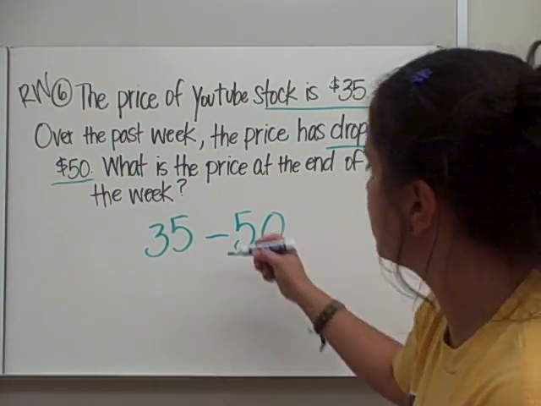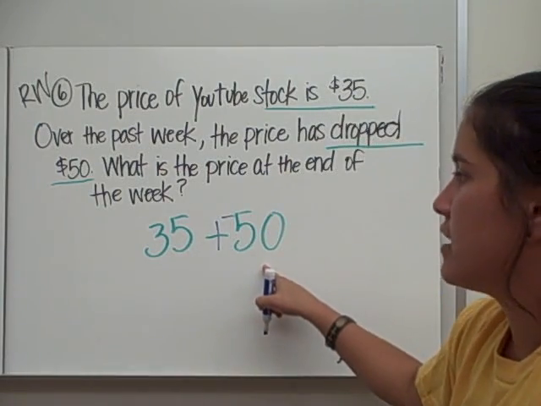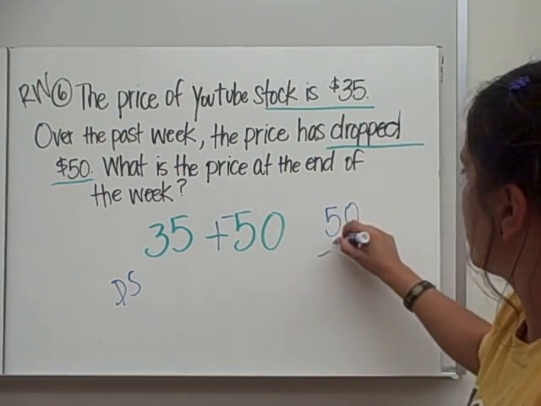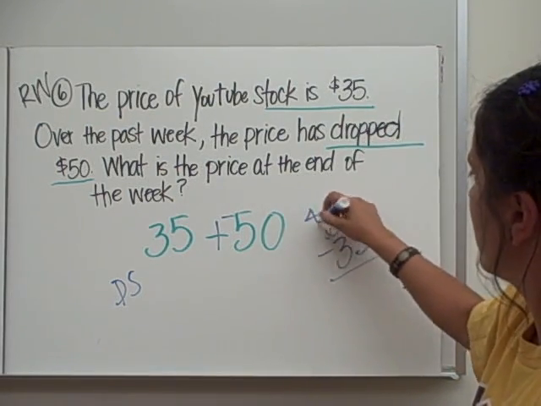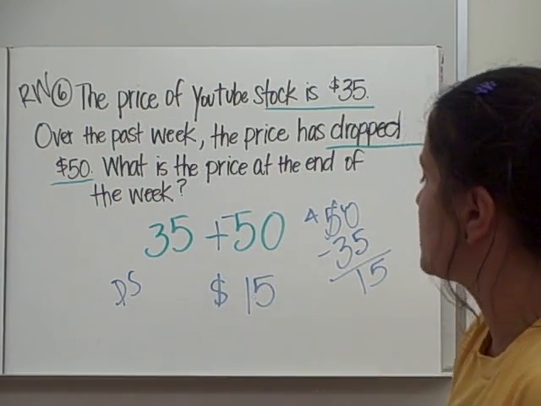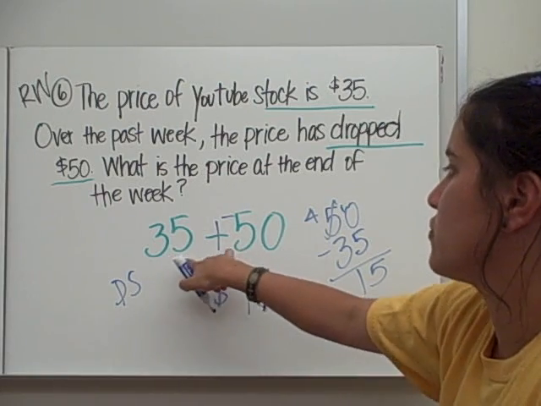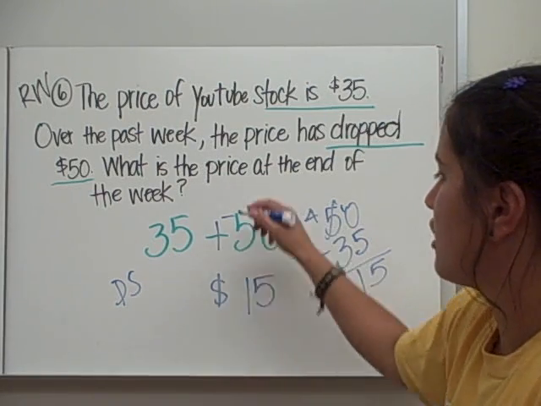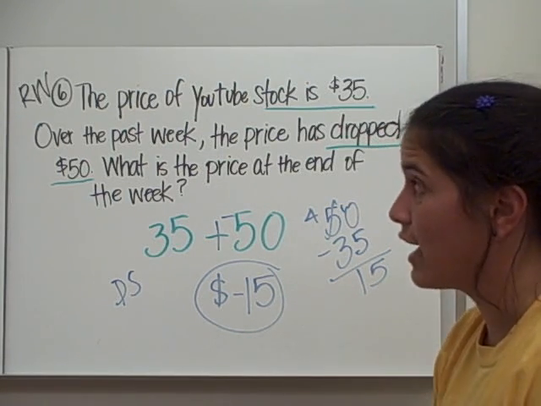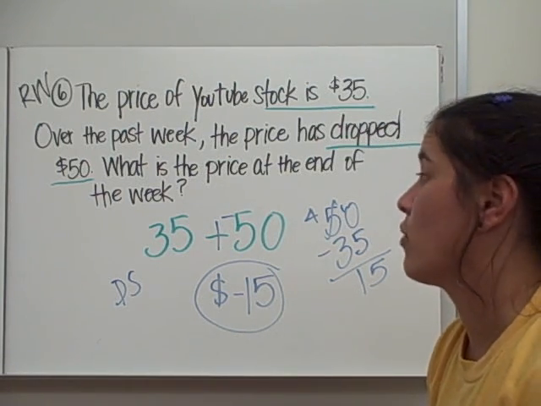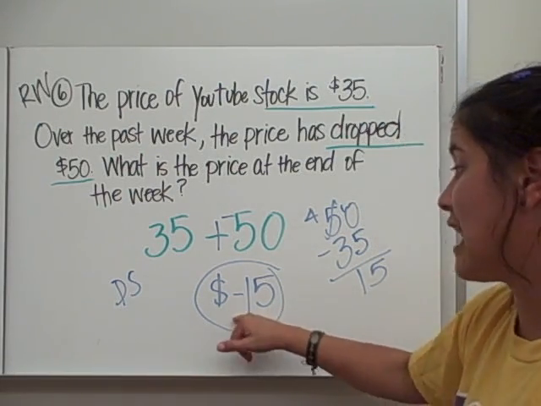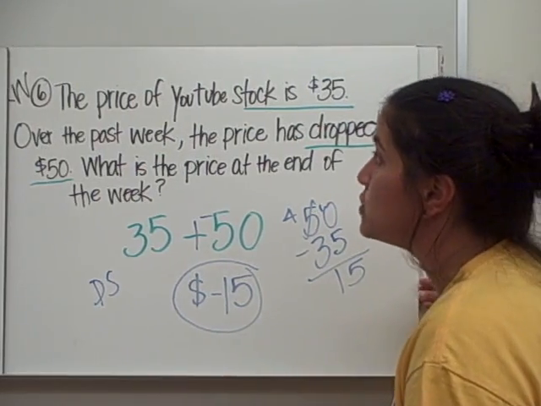I'm going to touch twice. Do I have an SS or a DS? I have a DS problem, so that means I subtract. 50 minus 35, you have to borrow. So 15, and is it going to be a positive or a negative? Which one overpowers? The negative 50 overpowers, so it's going to be a negative $15, which means right now the YouTube stock is not worth a whole lot. So people are losing money because it is dropping. So the negative $15 means people are losing money.